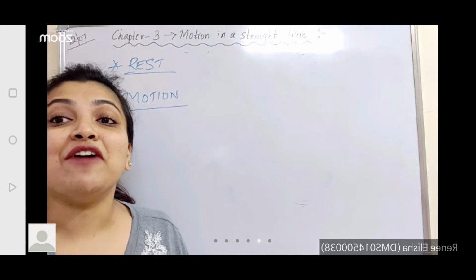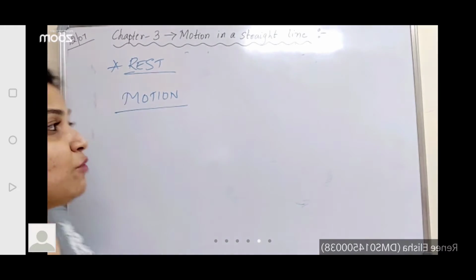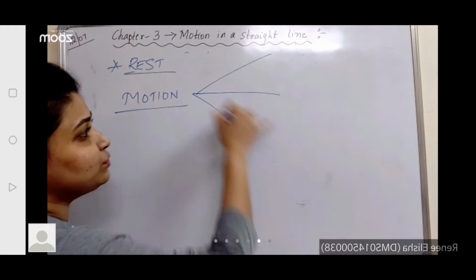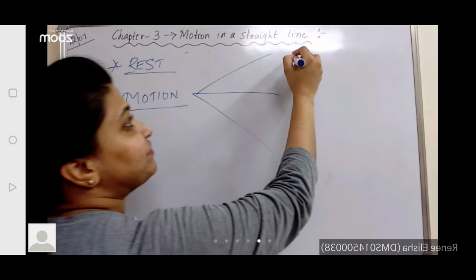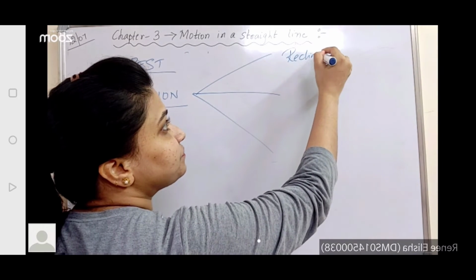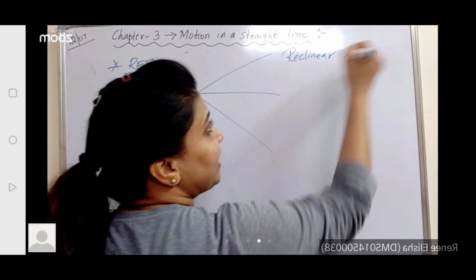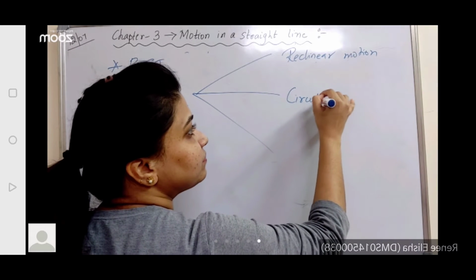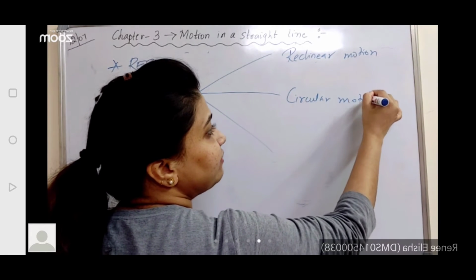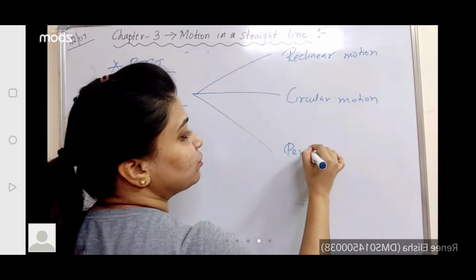Now we have types of motion. Motion is basically divided into three types, okay? We have rectilinear motion, then we have circular motion, then we have something called periodic motion.